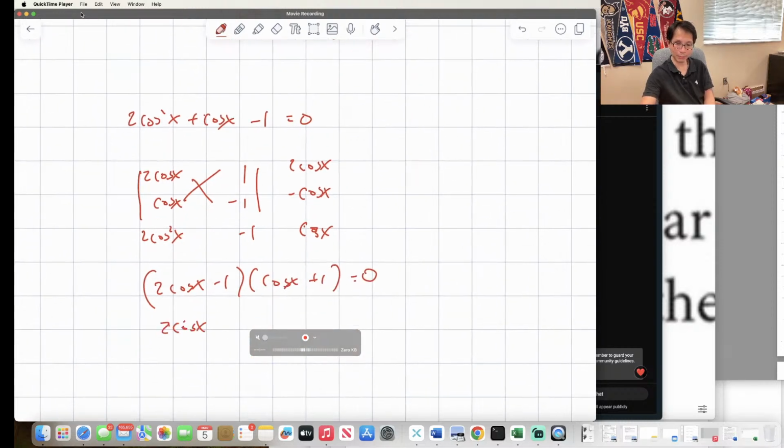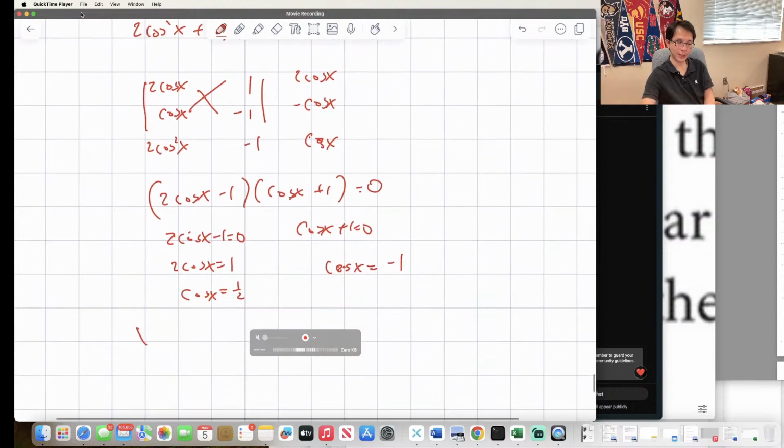2 cosine of x minus 1 equal to 0, and cosine of x plus 1 equal to 0, just like how you're solving any quadratic equation. Set each factor equal to 0. 2 cosine of x equals 1, so cosine of x equals 1/2. Cosine of x is equal to negative 1.